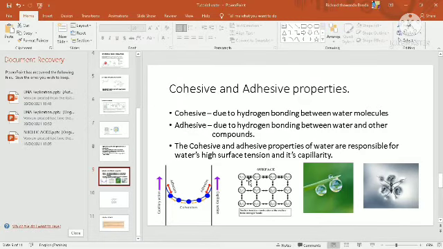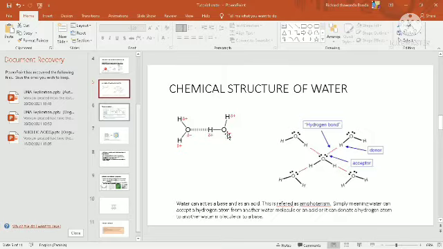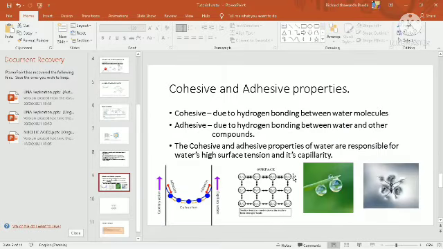Adhesive properties simply means that the water molecule, instead of sticking to other water molecules, as shown if we can go back, due to its polarity, you can have hydrogen bonding forming between the water molecule and another compound. And that's what brings about its adhesive properties. So you have hydrogen bonding between the water molecules and the other compounds.